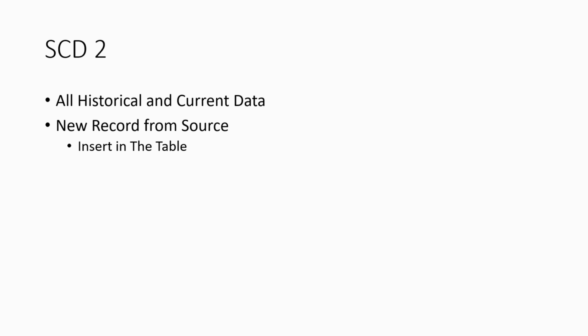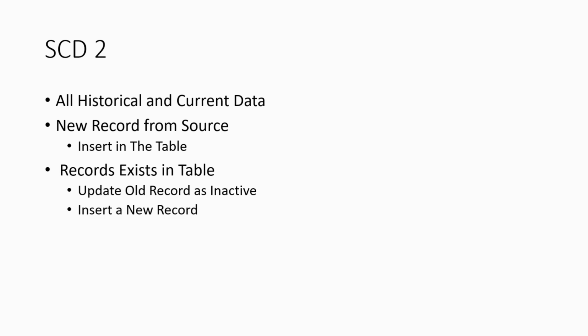Whenever the source sends a new record, it is inserted in the dimension table, while if an existing record is updated in source, the old record is updated and is marked inactive and a new record is inserted in the table. Let's see this with an example.